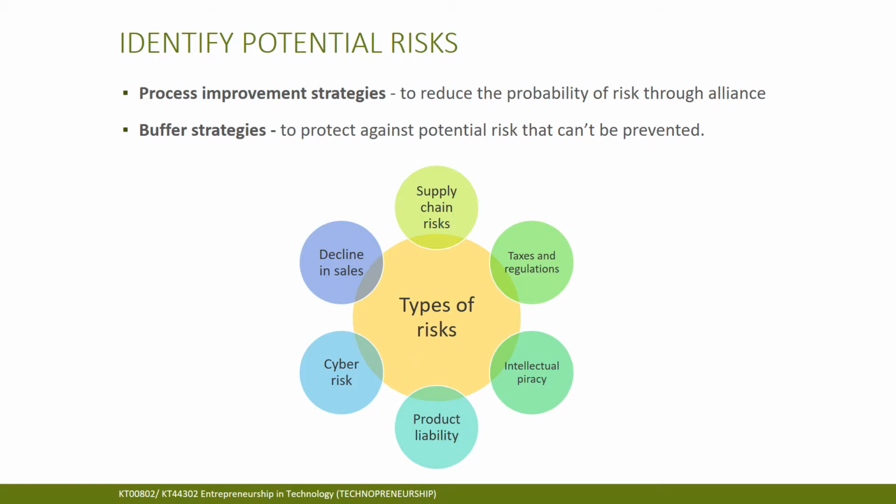Process improvement strategies involve reducing the probability of risk by forming strategic alliances with strong partners. Buffer strategies involve protecting against potential risk that can't be prevented. There are 6 types of risk: supply chain risks, taxes and regulations, intellectual piracy, product liability, cyber risk, and decline in sales.